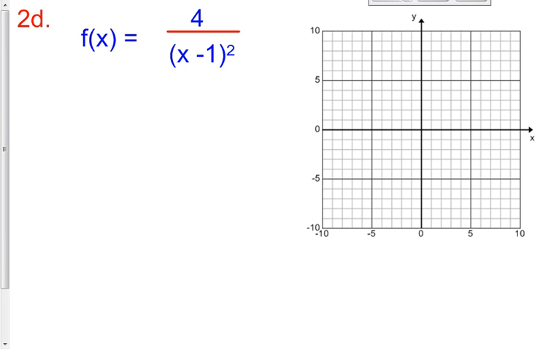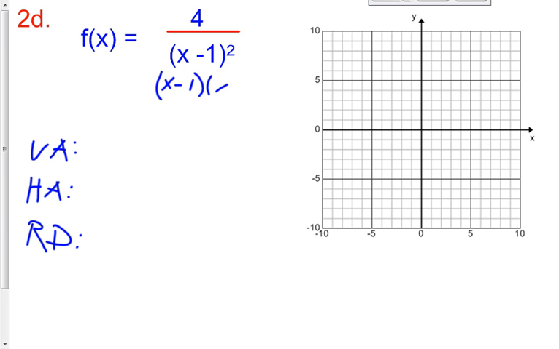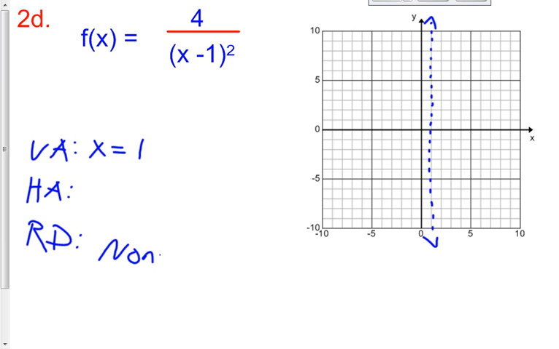On this one, I can't cancel anything. I can't reduce any further. So I could already state my vertical asymptotes, my horizontal asymptotes, and my removable discontinuity. Vertical asymptotes. This is the same thing as x minus 1 times x minus 1. So basically, I only have one thing that x cannot equal in the denominator, and that is x equals 1. So x equals 1 is going to be my vertical asymptote. I didn't have any factors that canceled, so there is no removable discontinuity.